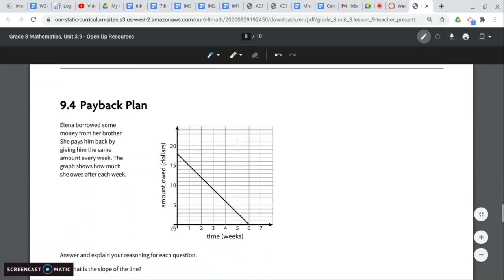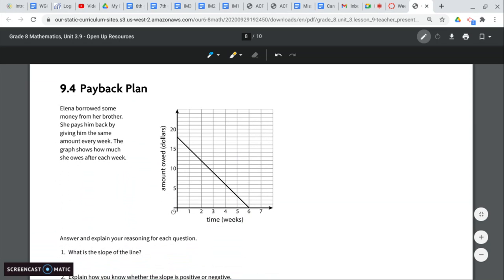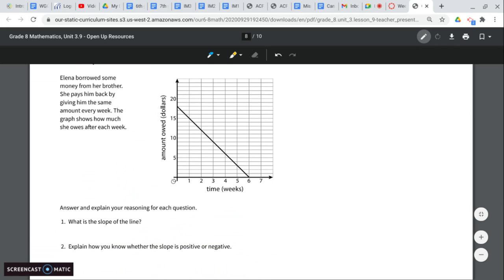All right, payback plan. Elena borrowed some money from her brother. She pays him back by giving him the same amount every week. The graph shows how much she owes after each week. Answer and explain your reasoning for each question. What is the slope of the line?